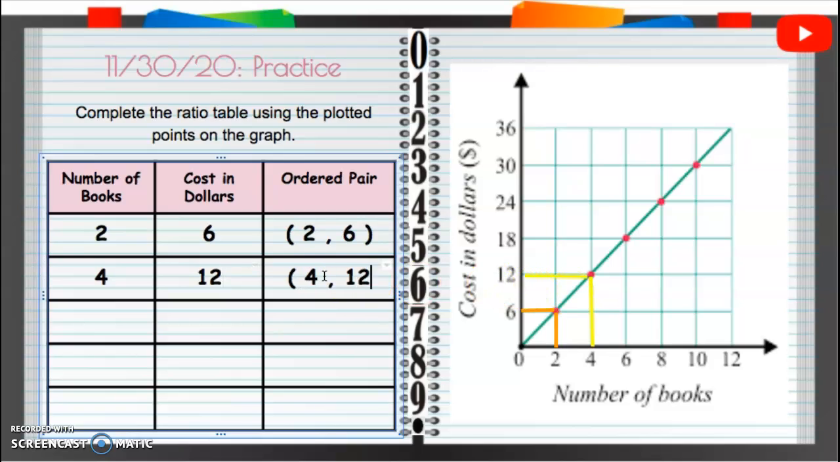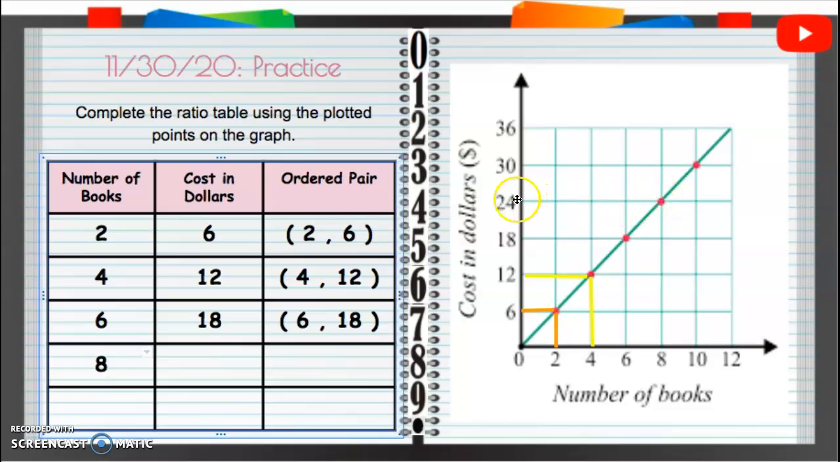So 4 and 12. All right, the next point, we go over to that 6 on our x-axis, so 6 books. How much is it going to cost us for 6 books? So this dot here, we're going to go over to the y-axis, $18. So our ordered pair is going to be 6 and then 18. Then the next one, up here, we have 8 books. So I'm going to put 8 right here.